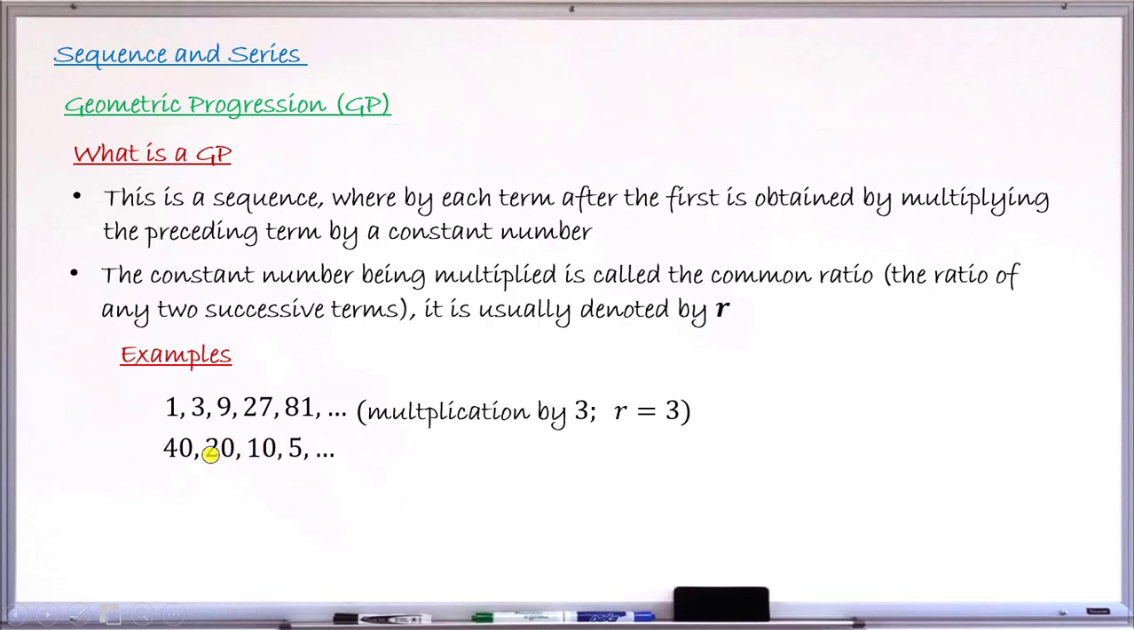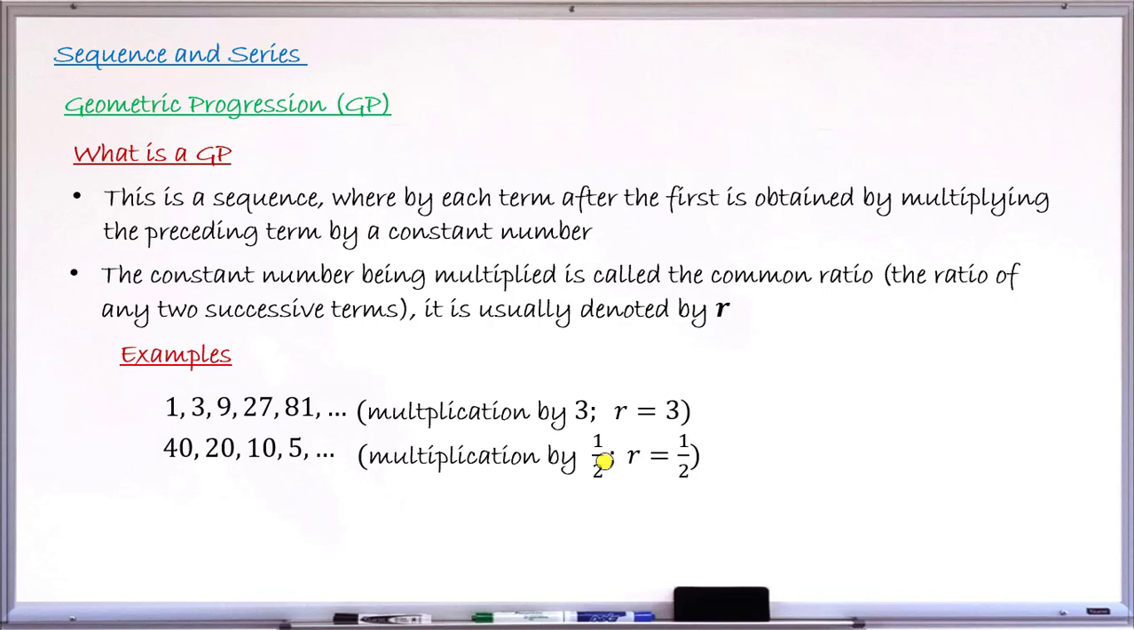Another example of GP, you have 40, 20, 10, 5. This is also a GP because if you look at the terms critically, you can see it is multiplication by 1 over 2. Multiplication by 1 over 2 is just like dividing by 2. So 40 multiplied by 1 over 2 gives you 20, the next term. The 20 multiplied by 1 over 2 gives you the next term, which is 10. And the 10 multiplied by 1 over 2 gives you the next term, which is 5. So multiplication by 1 over 2 is simply the same thing as division by 2. So this is a typical example of the GP.